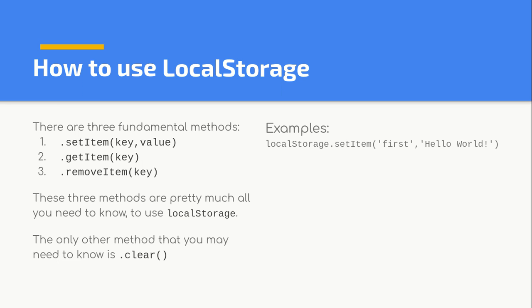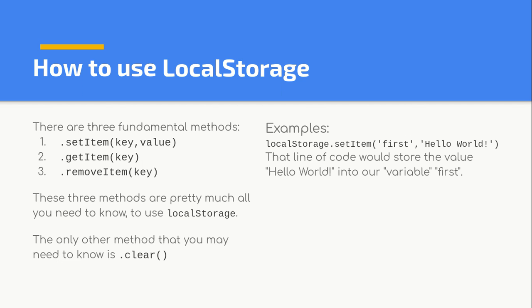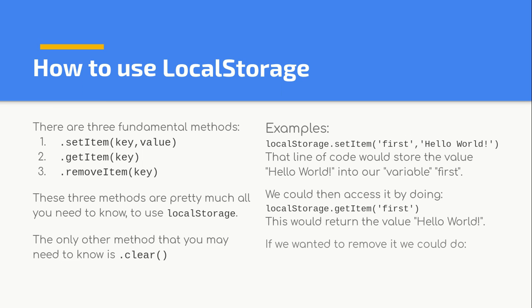And here's some examples. So this one right here, we're setting an item. The variable name would be first, and then the value is hello world. And in this one, we can access it by using getItem, and you have to put the exact key value that you put in when you stored it. And to remove it, you just use the .removeItem, and you use the same key value.